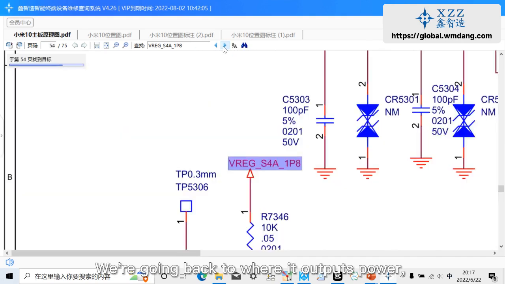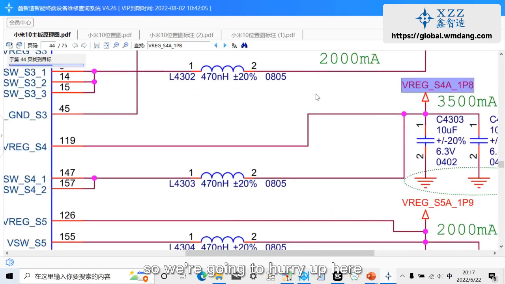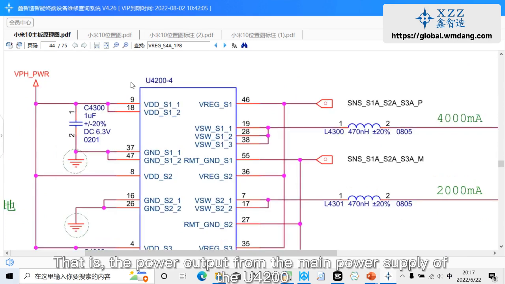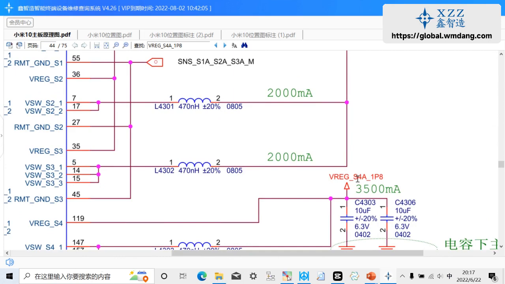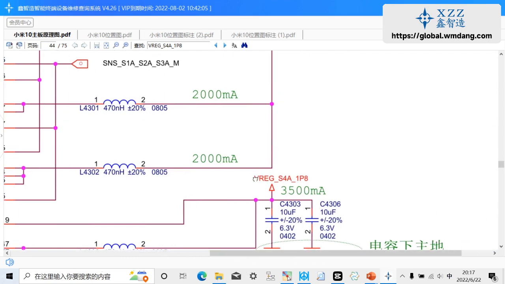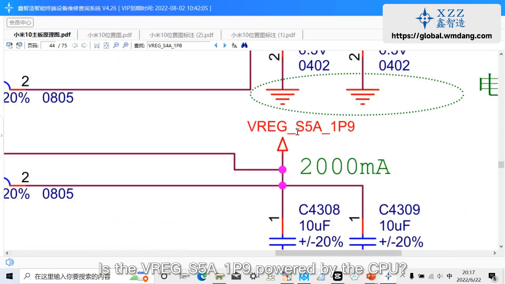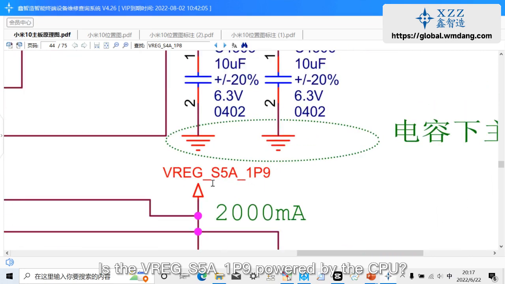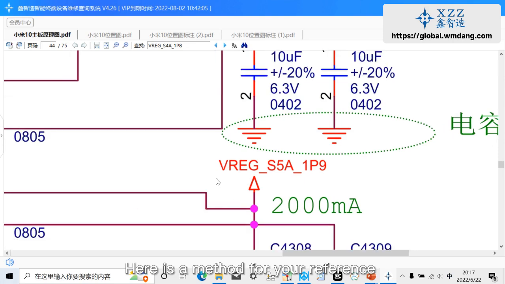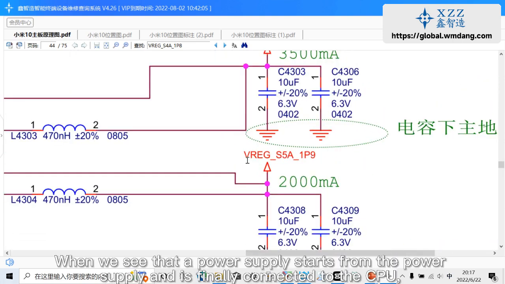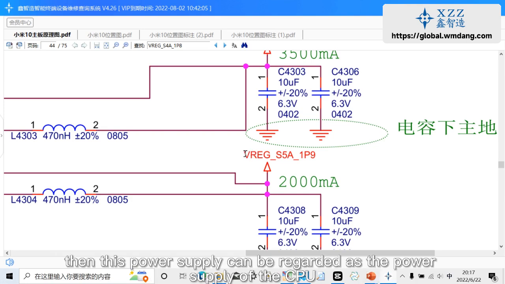We're going back to where it outputs power, so we're going to hurry up here. That is, the power output from the main power supply of the EU4200. By looking at the line, it is actually the power supply of the CPU. Is the VREG_S5A_1P9 powered by the CPU? Here is the method for reference. When we see that a power supply starts from the power supply and is finally connected to the CPU, then this power supply can be regarded as the power supply of the CPU.